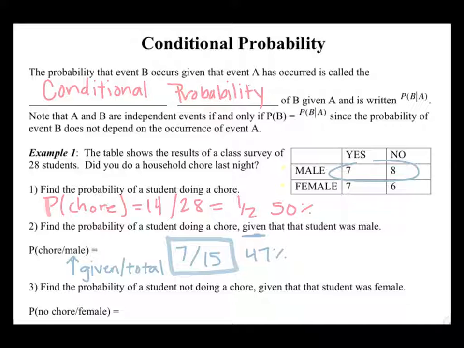So you just have to be careful. What are they asking the probability of? Is it out of this group or that group? That's what it's conditional upon.